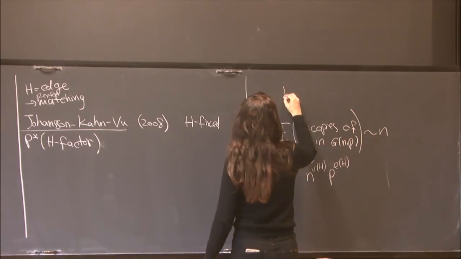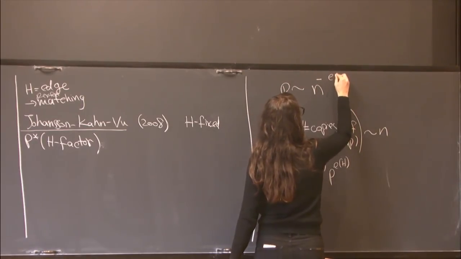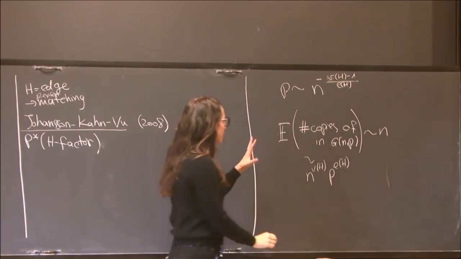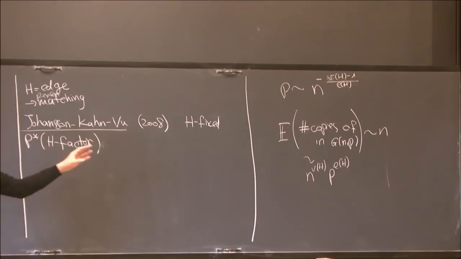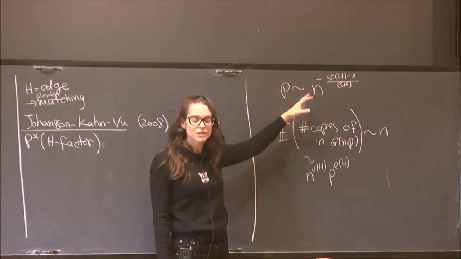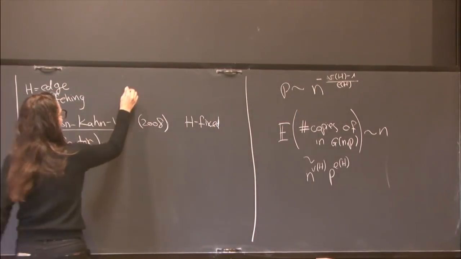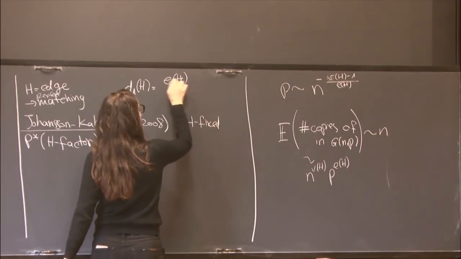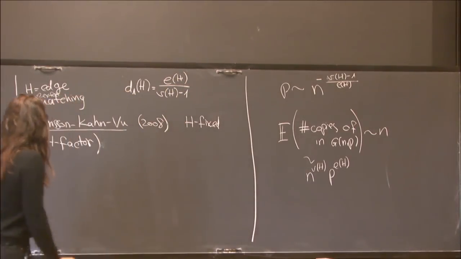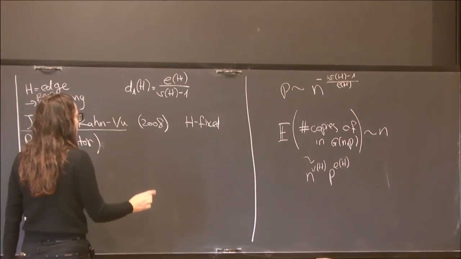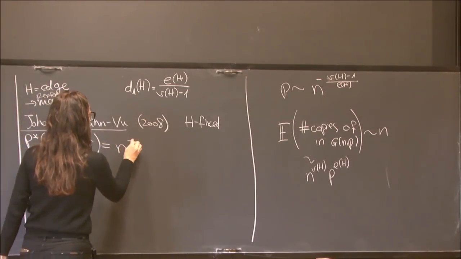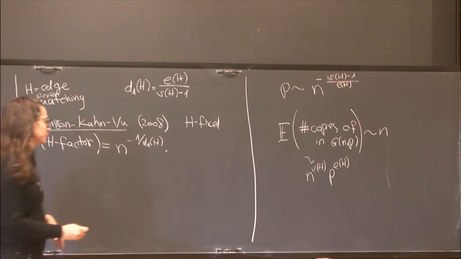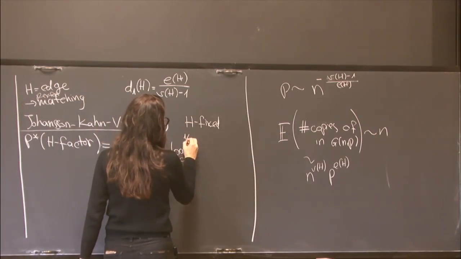So it gives us something like p equals n to the minus (V(H) minus 1) divided by E(H). Okay, it gives something like this. And apparently, this is not the probability threshold for an H factor, but the probability threshold is not very far from this. So let me define d1(H): the number of edges divided by the number of vertices minus 1. The probability threshold for an H factor, if H is fixed, will be n to the minus 1 over d1(H), but we must have another log factor: log n to the 1 over the number of edges of H.